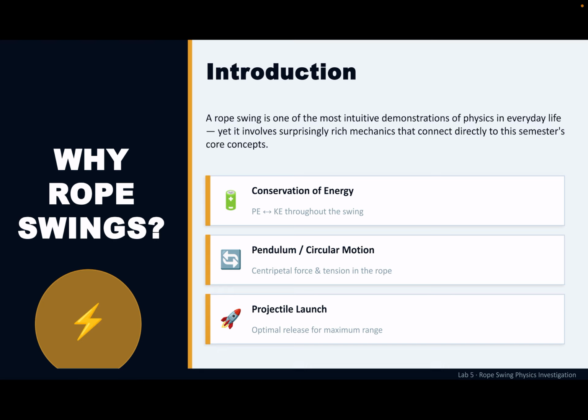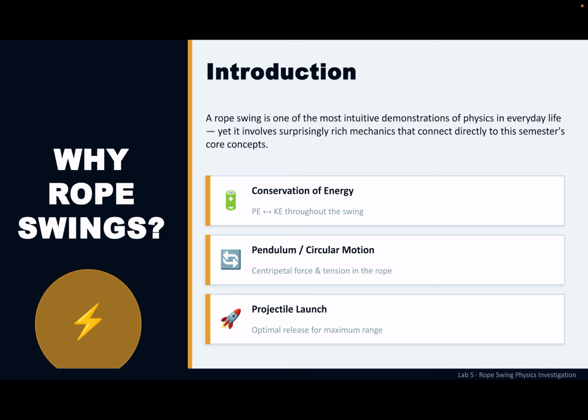So, a brief introduction: why a rope swing? Well, it's a system that naturally hits several core topics from this course. First, there is the conservation of energy, where potential energy at the top is being converted to kinetic energy at the bottom. Second, there's circular motion and centripetal force. The rope has to supply a net inward force to keep the swinger on a curved path. And third, when you let go, it becomes a projectile launch problem, and we can actually predict exactly where you land based on when you release. This is a mini capstone of Intro to Physics.